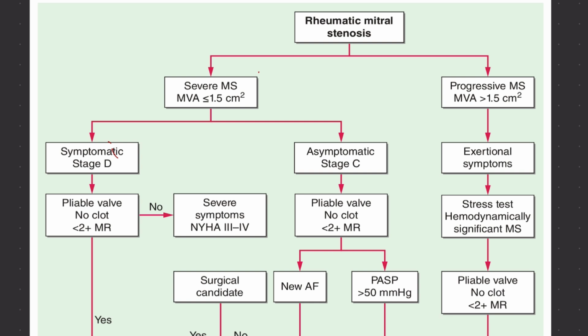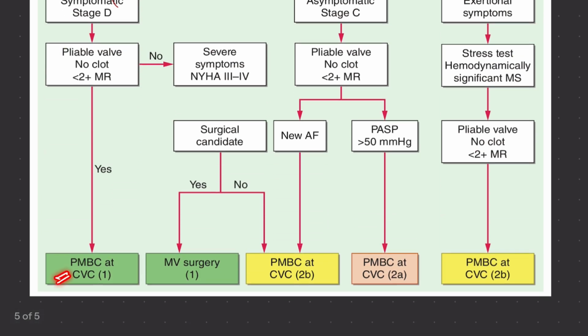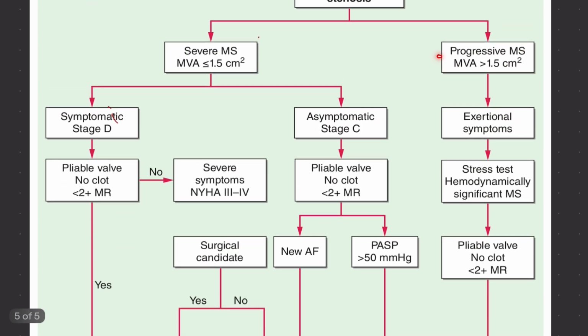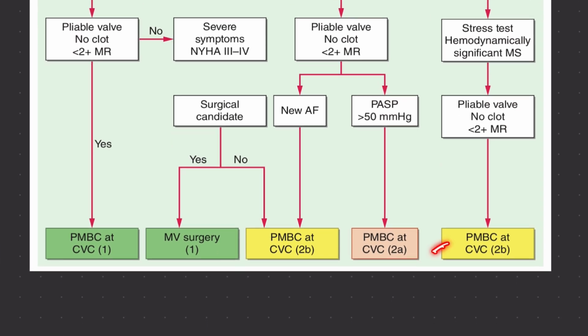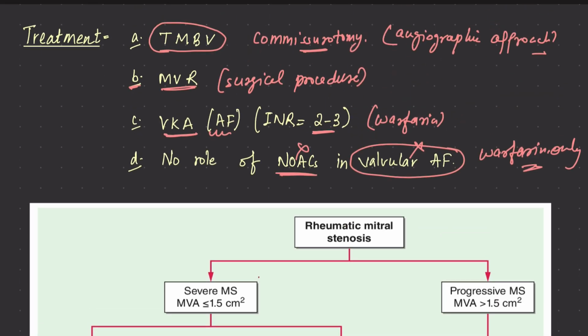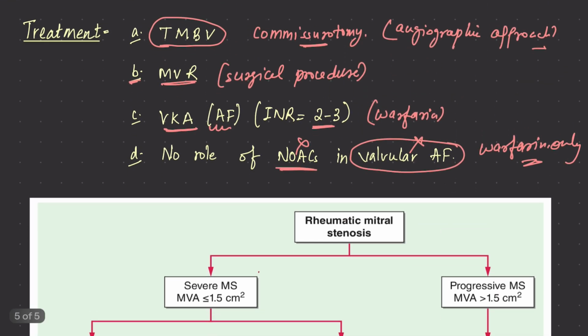First of all, we have to look for the severity. If more severe, we will go to commissurotomy. If the patient is progressive but not severe and the patient has exertion symptoms, we can do commissurotomy. So that is all about the treatment of mitral stenosis, and the video of mitral stenosis is complete.